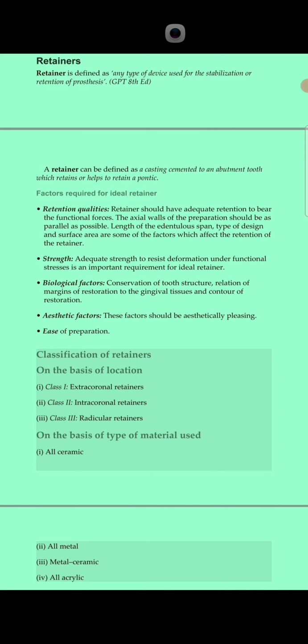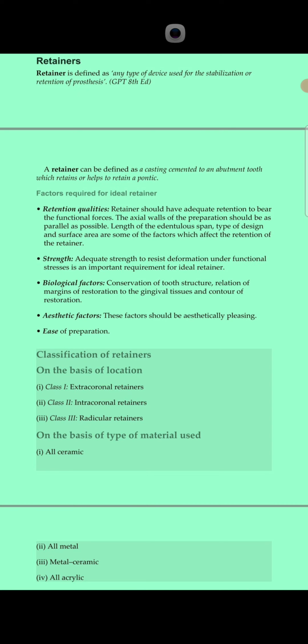This is the extracoronal retainer, which is class 1. Class 2 is the intracoronal retainer, like inlay, onlay. Third is the radicular retainer. These retainers are given in the root portion. This is the classification on the basis of location.